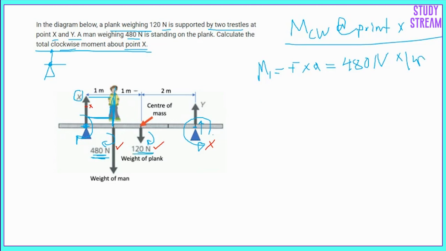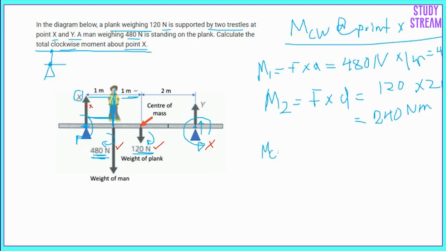Moment number 2 is the 120. So you need to multiply the force by the distance, and then instead of 1 meter you can use 2 meters because this is the distance to your force. So you can say 120 multiplied by 2 meters. Now you know this is going to be 240 Newton meter. Now all you have to do to find the total is sum M1 and M2. Now you can get your answer.